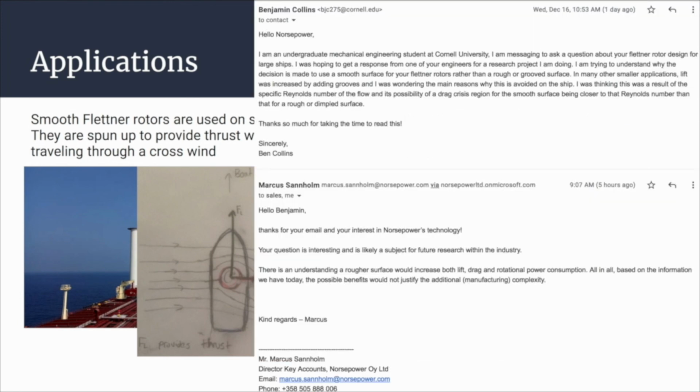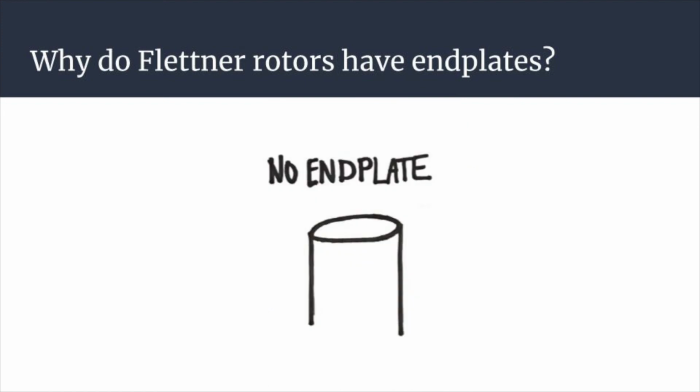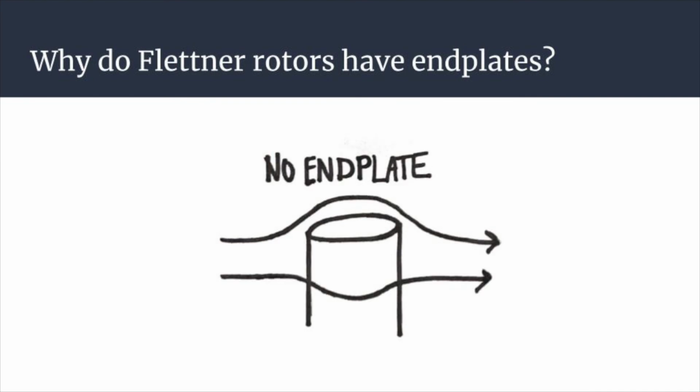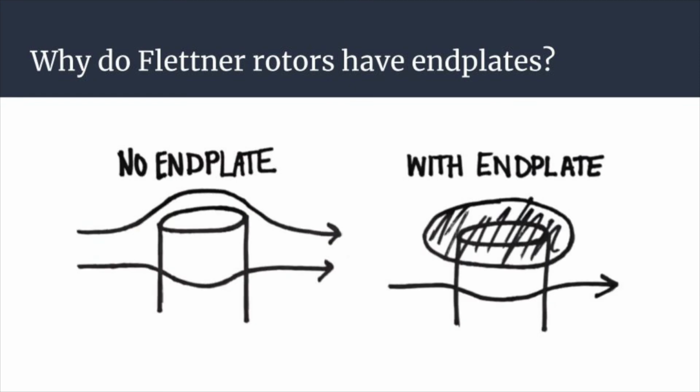We reached out to Norse Power, the leading company in the nautical Flettner rotor industry, to ask why a smooth surface finish was preferred for this specific application. The choice boils down to a simplification of the manufacturing process rather than an optimization of lift and drag characteristics. The end plate on a Flettner rotor helps the fluid flow to remain in 2D so that the pressure difference across the length of the Flettner rotor doesn't change. If there weren't end plates, then the flow near the ends of the cylinder would want to go over the cylinder rather than past it, which would create less lift according to the irrotational flow model. By adding end plates, the flow is more restricted, which in turn helps create more lift.